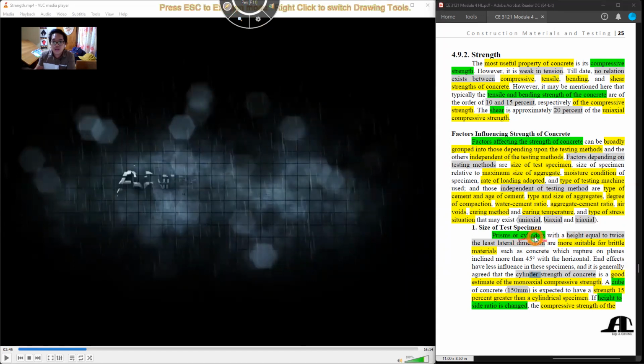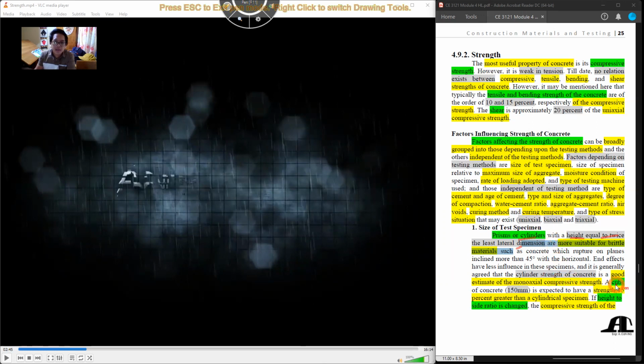Concrete cylinders, class, should always have a height equal to twice its lateral dimension. So whatever the diameter of your cylinder is, times 2, that should be its height. All molds should be like that, the molds where we put the concrete specimen. Okay? That's all there is to it.